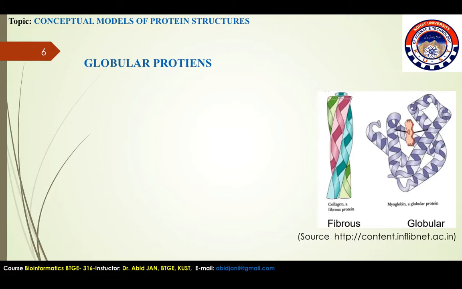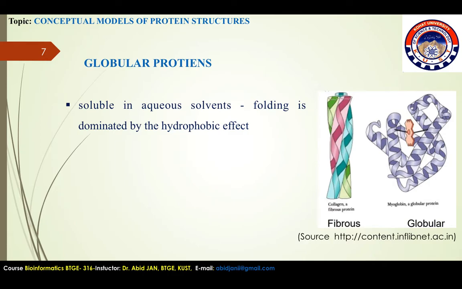Globular proteins. In globular proteins, the linear amino acid polymer forms a three-dimensional structure by folding into a globular shape. Globular proteins tend to be soluble in aqueous solvents, and their folding is dominated by the hydrophobic effect, which directs hydrophobic amino acid side chains to the structural core of the protein away from the solvent.